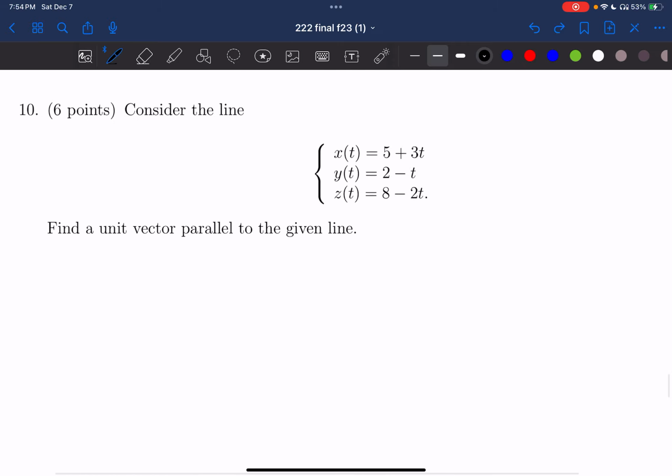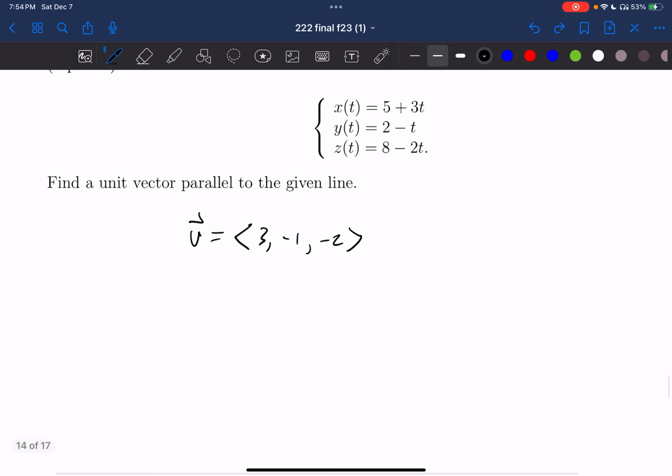Consider the line. So our direction vector will be equal to the vector 3, -1, -2. And we're trying to find the unit vector. Unit vector is in the form of, oh shoot, what is it? It's like in the form of this, I think. v divided by the magnitude of v, like this. So, v is 3, -1, -2.